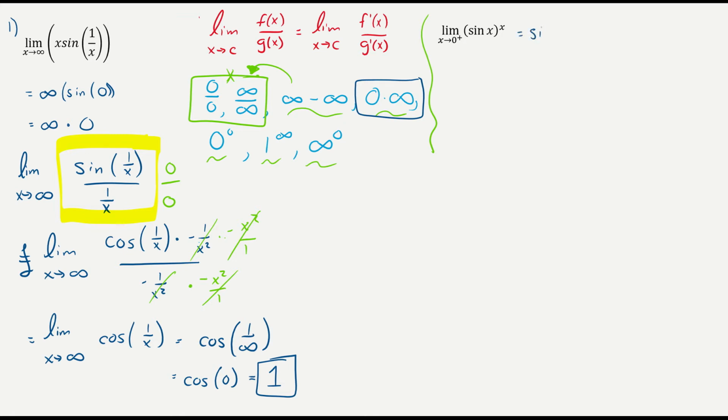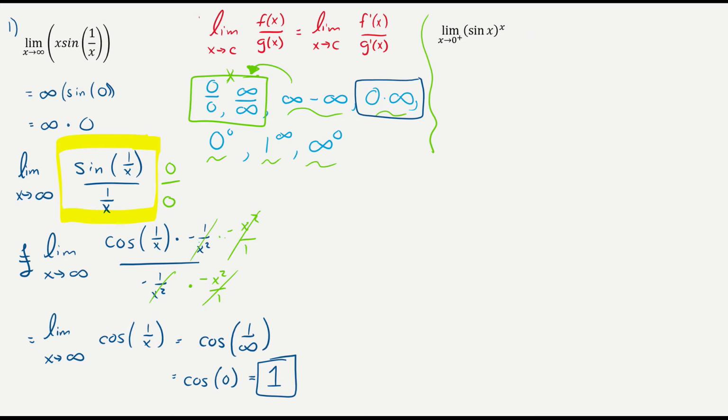Well, this is giving me sine of 0 to the 0th power, which is 0 to the 0, which is indeterminate. Indeterminate because if I reach this 0 first, 0 to any power is still 0. But if I reach this 0 first, anything to the 0th power is 1. So is this limit 0 or 1? Not sure. Okay, but I can't do L'Hopital, so what do we do?